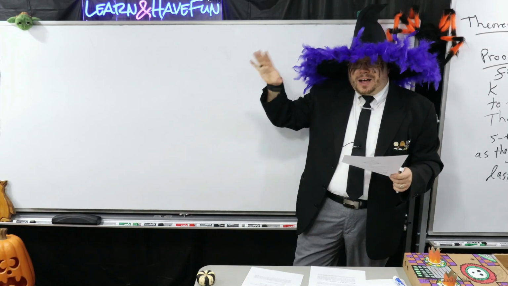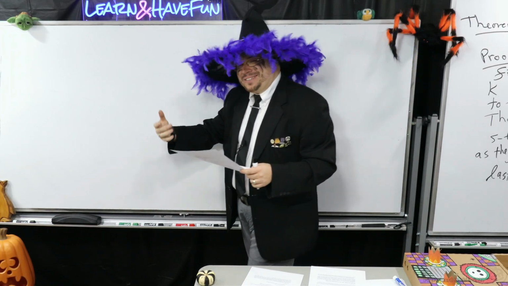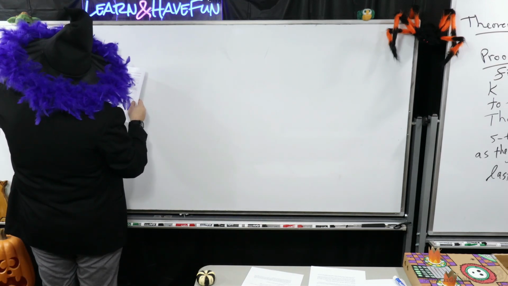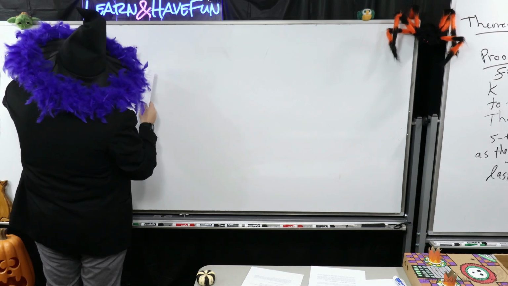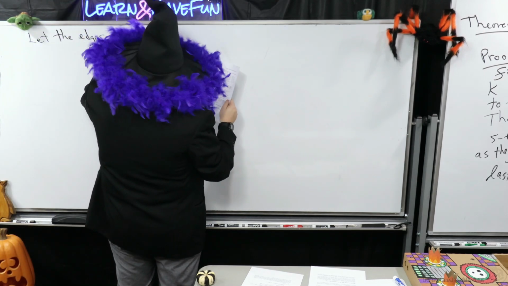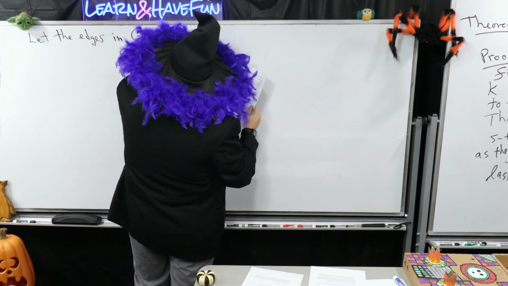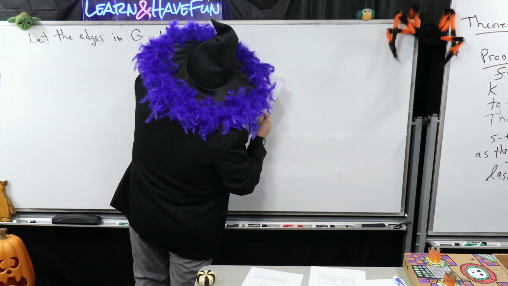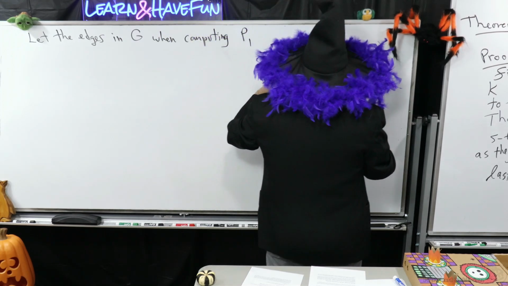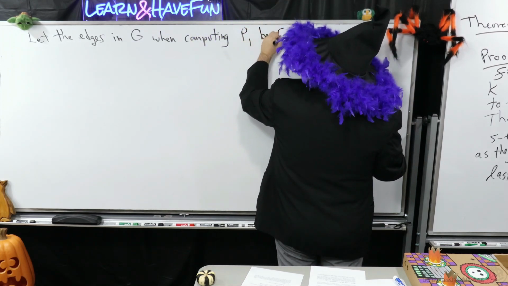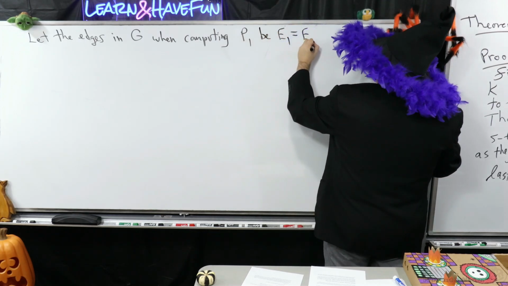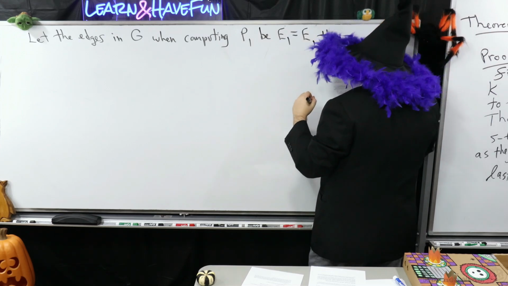So now I want to define what the current set of edges will look like. Let the edges in G when computing P1, remember, that's the first shortest ST path that's used, we're going to call that E1, which is going to be the set of edges because there's no traps that have yet been encountered.